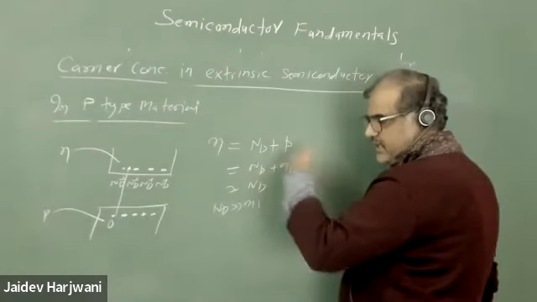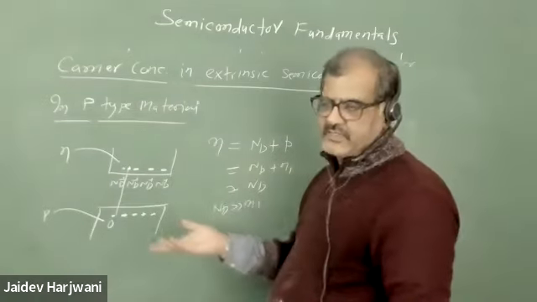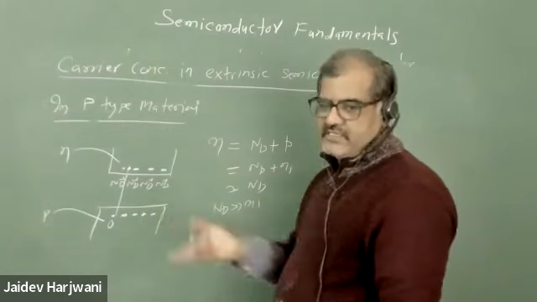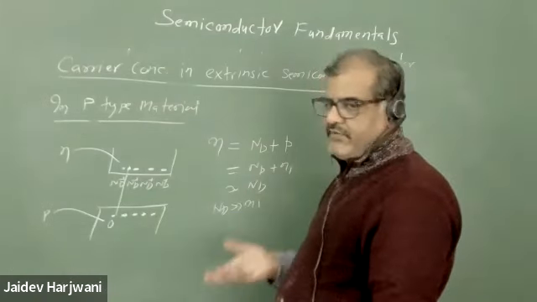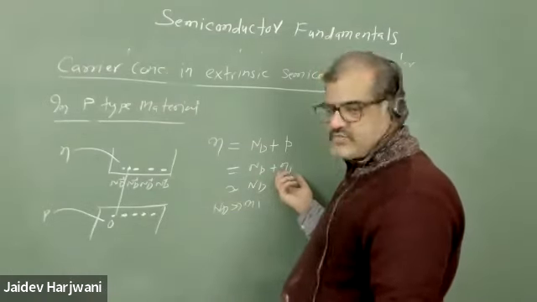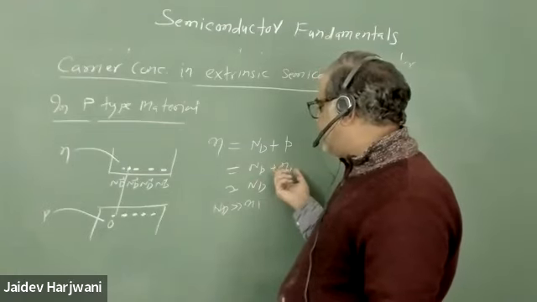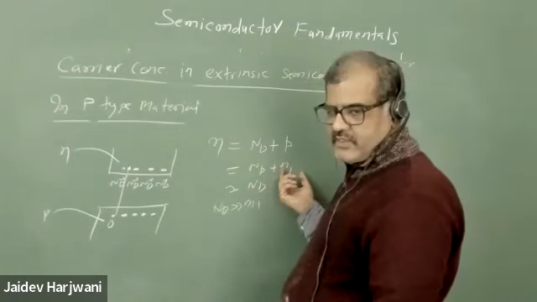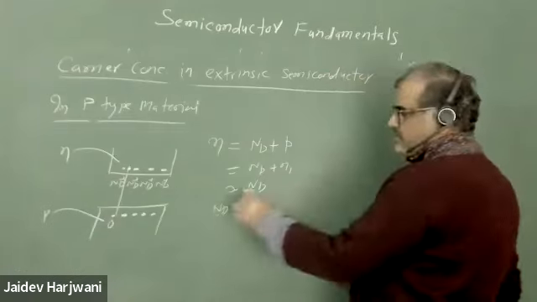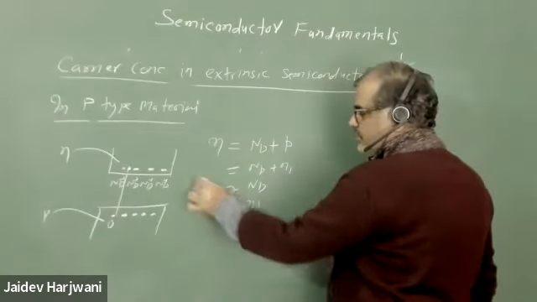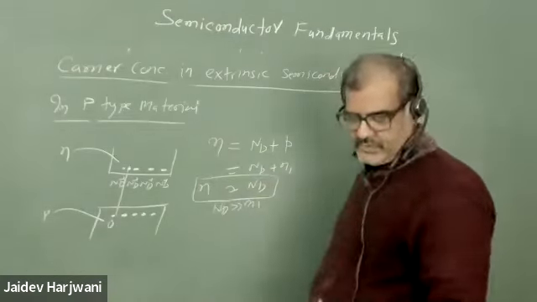Because intrinsic carrier concentration is high only at high temperature. If your temperature is low, it is very small. Even at room temperature it is small. So when it is small, you can leave out this term. So your n is again equal to Nd, isn't it?